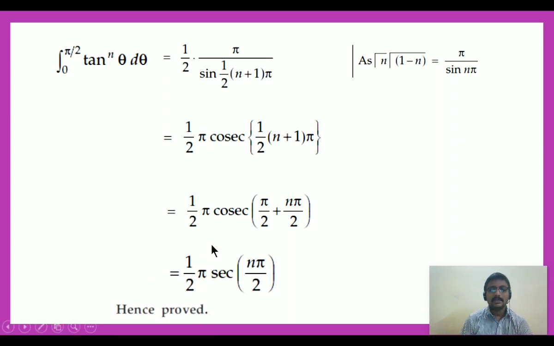So thus we will have cosecant of pi by 2 plus n pi by 2 is secant of n pi by 2, because the cosecant of pi by 2 plus theta is secant theta.